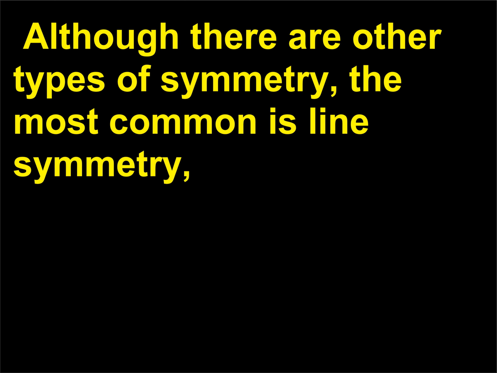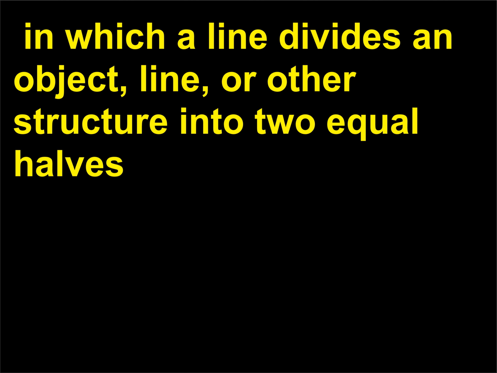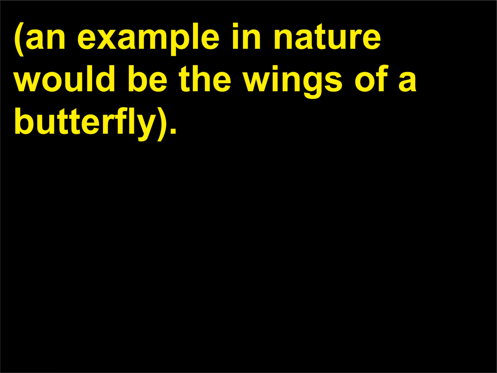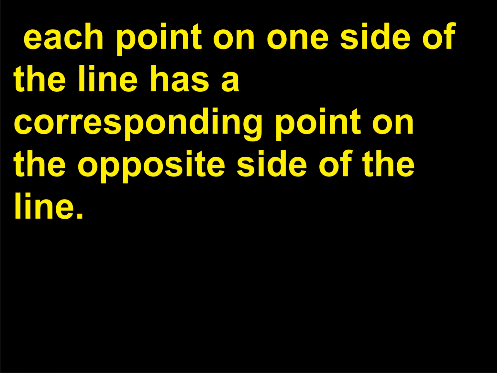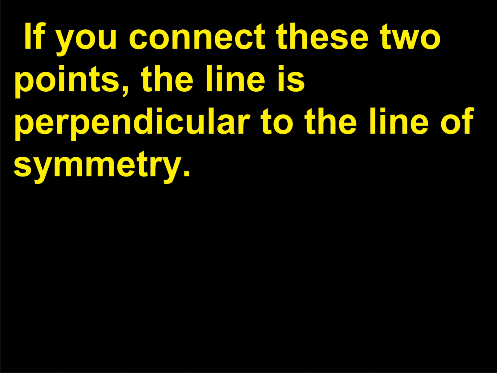Although there are other types of symmetry, the most common is line symmetry, in which a line divides an object, line, or other structure into two equal halves. An example in nature would be the wings of a butterfly. If a line of symmetry is drawn, each point on one side of the line has a corresponding point on the opposite side of the line. If you connect these two points, the line is perpendicular to the line of symmetry.